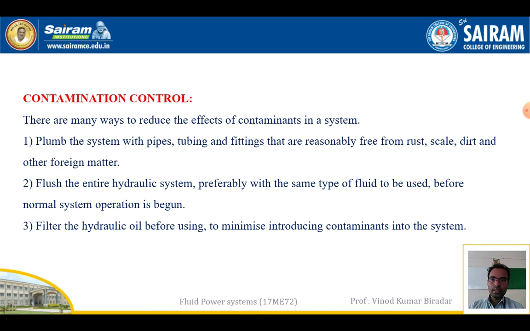Next, how are you going to control contamination in the hydraulic power system? There are many ways to reduce the effect of contamination. First, for the system piping, you have to fit proper tubing and fittings that are reasonably free from rust, scale, dirt and other foreign matter. The second one is to flush the entire hydraulic system fully with the same type of fluid before normal system operation begins. Third, the hydraulic fluid should be filtered before using it, to minimize introducing contaminants into the system. So before using any oil, we filter it, then we use it to operate the hydraulic power system. These are the three important methods to control contamination in the hydraulic power system.